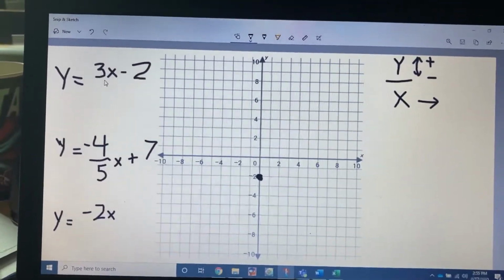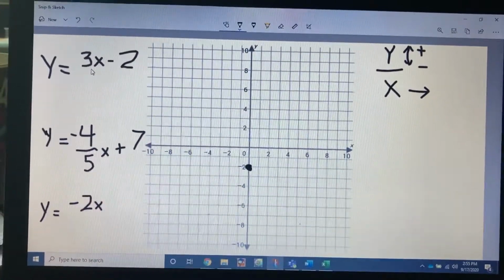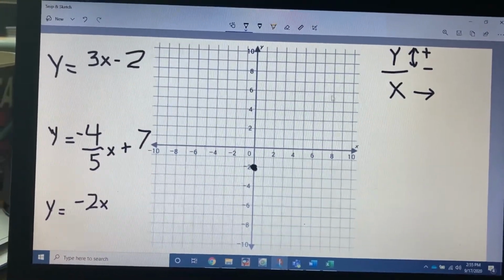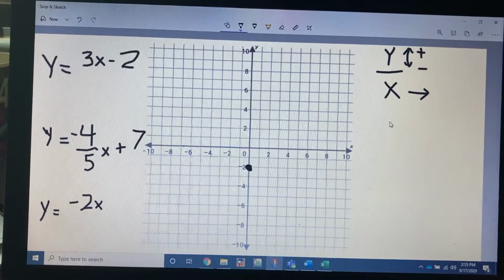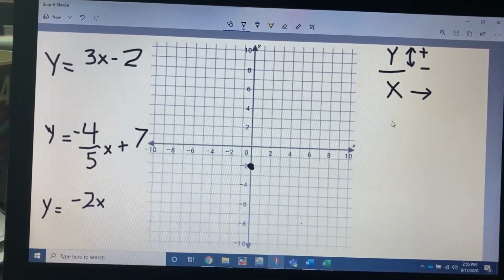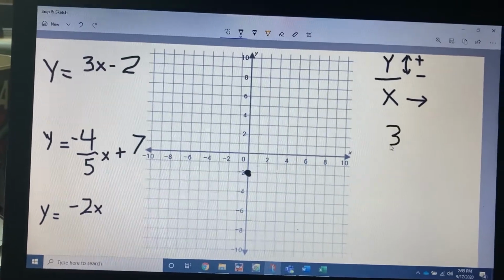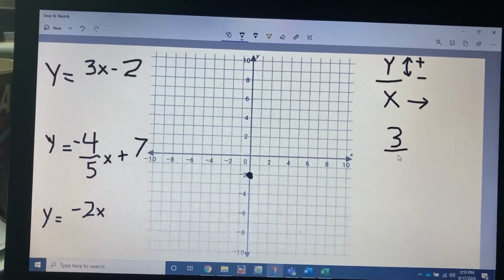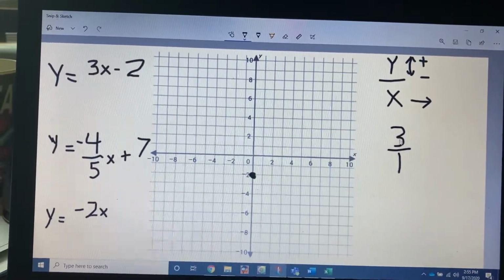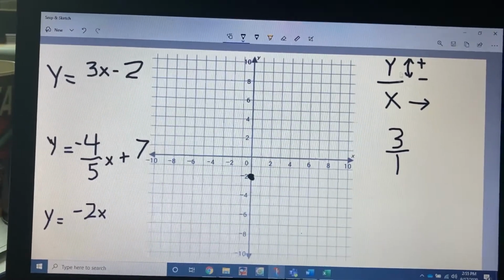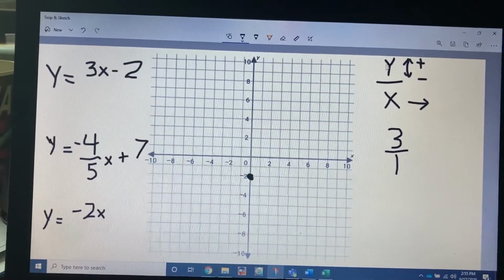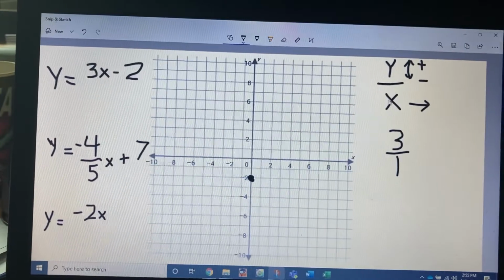All right, then our slope is 3. Slope is the number in front of x. Now, the next step is if your slope is not a fraction, you need to make it a fraction. You can make anything a fraction by putting a 1 under it. So, 3/1. I've got this up here, y over x. This is actually the definition of slope, the change in y over the change in x.